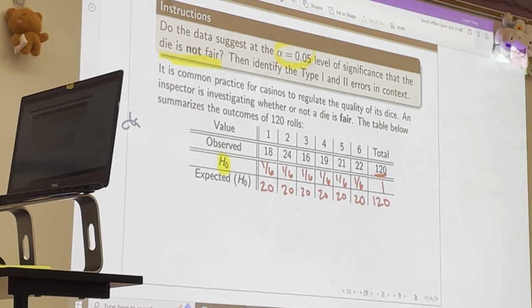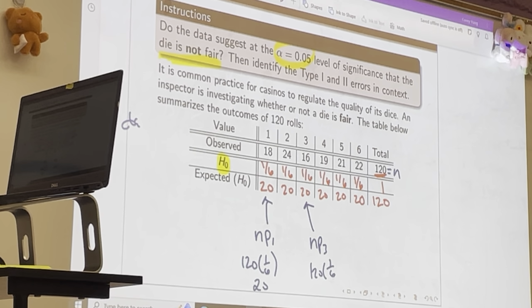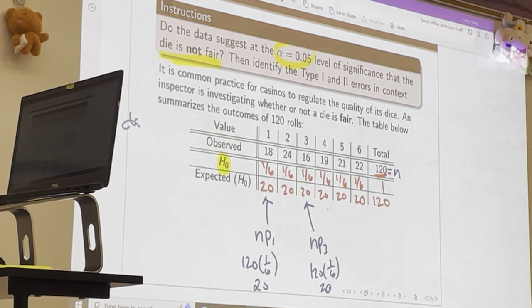hypothesis. If I assume that the dice is fair, I should expect that each value should occur with equal probability, 1/6. And how do I get the 20 right here? This is just n times p1, where n is equal to 120. That's just 120 times 1/6. That's 20 right there. And then if you go to 3, that's just n times p3, which is 120 times 1/6, 20, right? And that's, of course, across the board because they're equal probability, okay?